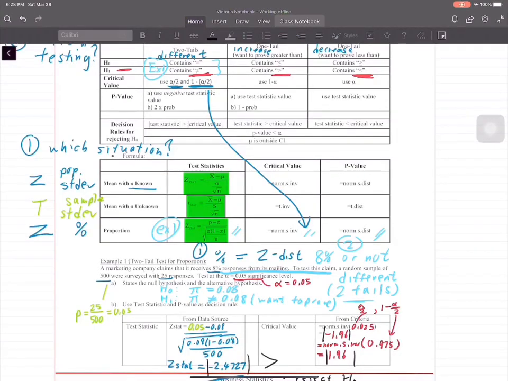Example 1. Two-tailed test for proportions. A marketing company claims that it received 8% responses from its mailing. To test this claim, a random sample of 500 people were surveyed with 25 responses. Test at the 5% significance level.